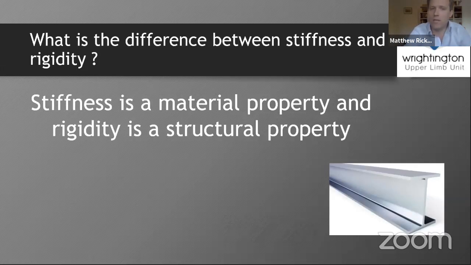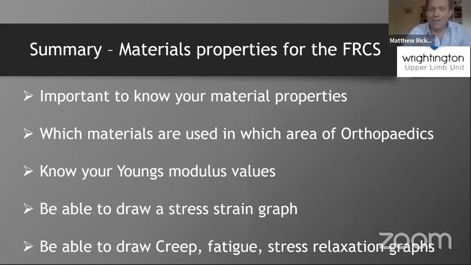Another factor that commonly comes up is the difference between stiffness and rigidity. These are two definitions that people commonly get wrong. Stiffness is a material property and rigidity is a structural property. Rigidity can be affected by the shape of a material, just like a steel girder has a different structural property to a cylinder or to a rectangular shape as well. Okay. So luckily, we're coming to the end of it now.